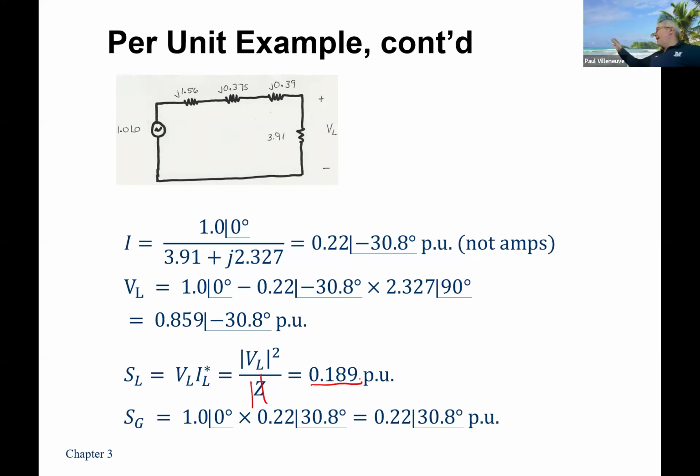And then lastly, how much power is the generator putting out? Well, I've got some power losses in the line, some reactive power losses. So I just do VI conjugate there. That's why you'll see that the current, which has a negative angle, I swap that around because I took the conjugate of the current there, and I end up with 0.22 at an angle of 30.8.